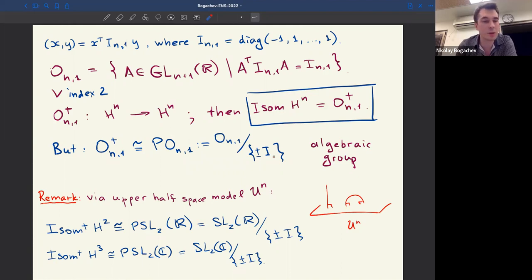is convenient for our purposes. One more remark: one can get the following isomorphisms via the upper half-space model of the hyperbolic space. In fact, the orientation-preserving subgroup of isometries of H2 is PSL2(R), and for H3 it is PSL2(C).